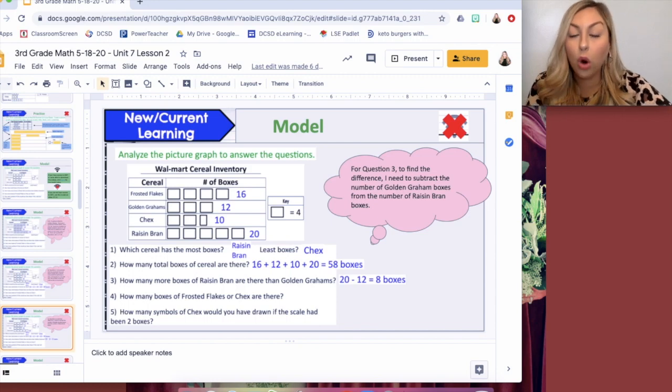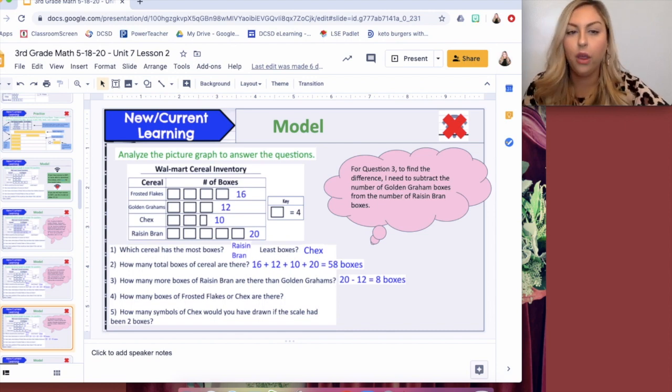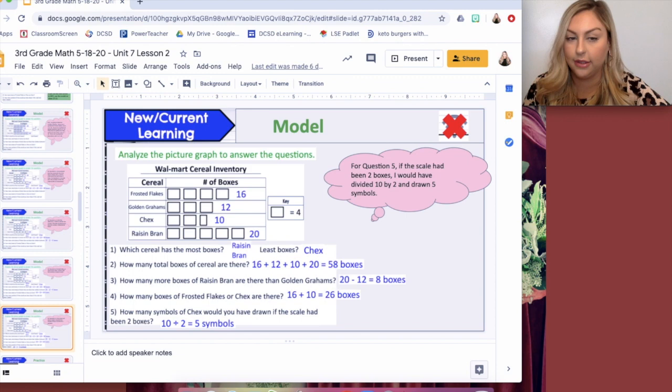All right, how many more boxes of Raisin Bran are there than Golden Grahams? So we have to do some subtraction. So we're going to take 20 of the Raisin Bran, and we're going to subtract 12 of the Golden Grahams, and we get 8 boxes. How many boxes of Frosted Flakes or Chex are there? So we're going to have to do some addition. There are 16 boxes of Frosted Flakes and 10 boxes of Chex, and when we add that together, we get 26 boxes.